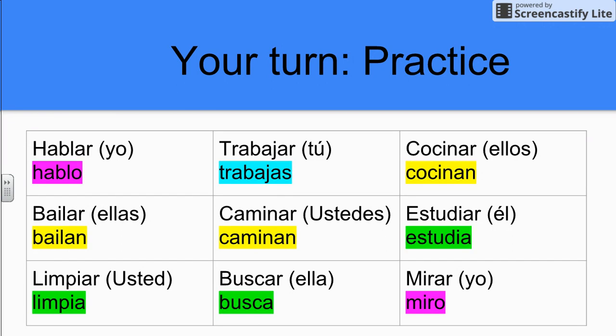Great job. So hopefully you saw these answers. I've put in purple. You can see that the yo forms look the same. They both end in O. The yellows are the ellos, ellas, and ustedes forms. They have the an endings. The tú has the as, and the él, ella, usted all ended in the a form. Hopefully this gives you a little bit of an insight into how AR verbs work in the present tense.